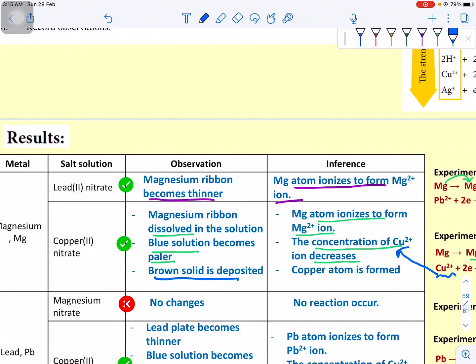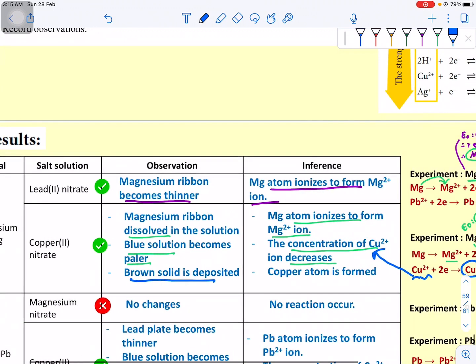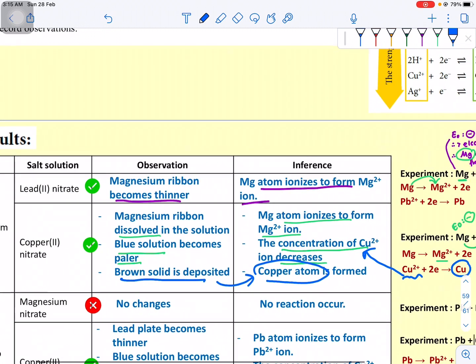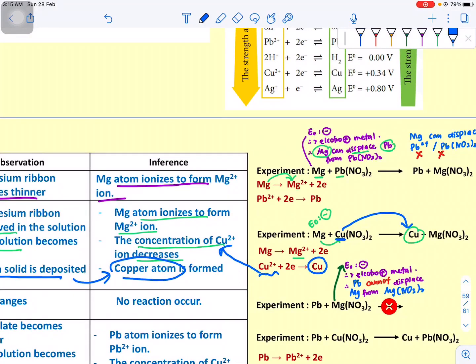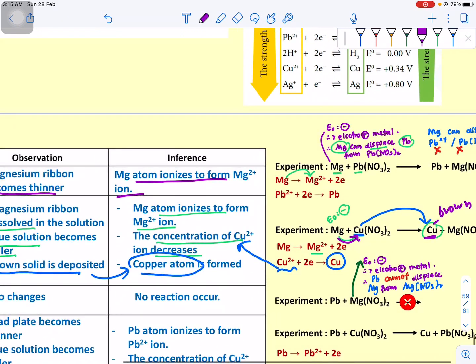And then brown solid deposited. Kenapa ada warna brown? Warna brown ini muncul sebab the formation of copper atom. Macam mana copper atom boleh muncul dalam reaction ni? Tadi magnesium is more electropositive. So apa magnesium buat? Magnesium tendang Cu keluar. Bila dia tendang Cu keluar, Cu2+ tu jadi Cu je lah. Cu ni lah yang warna brown. Kalau Cu2+ warna biru. Okay.